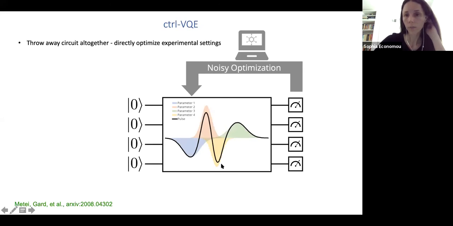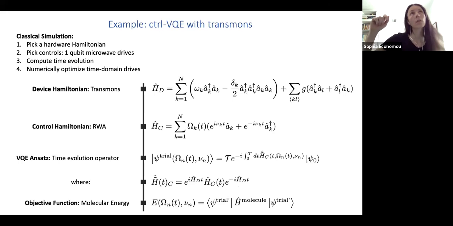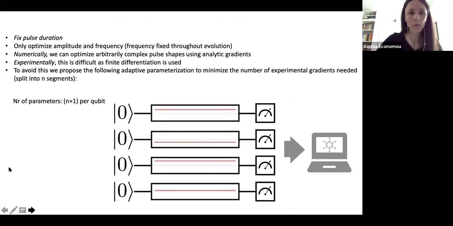So this is just a schematic of how this works. I can parameterize my pulse in many different ways. We did an example where we took Transmon qubits. And the part we parameterized was the single qubit drive. And we also fixed the frequency. So we only optimized amplitudes to make this more experimentally friendly, because we didn't want to have to switch the frequency of the drive during the pulse. So I'll show you a schematic of how one of the algorithms we have in the paper works.